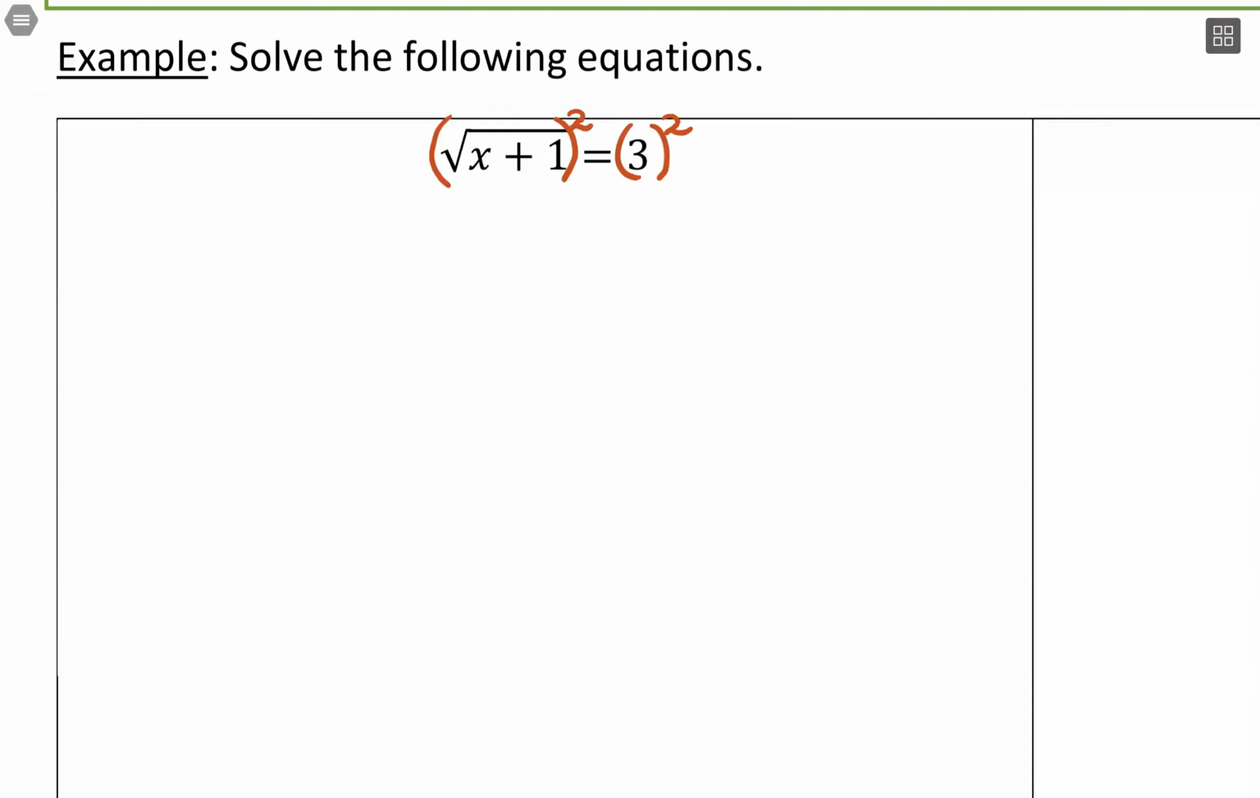So when I do this, what's going to happen is this expression that's underneath the radical is going to be able to break free, because that radical and that exponent cancel each other out. So what I'll have is just x plus 1 in that next step, and the radical's just gone because of that exponent. And then equals 3 squared, which is 9, and then I'll go ahead and subtract 1 from both sides, so I get x equals 8.